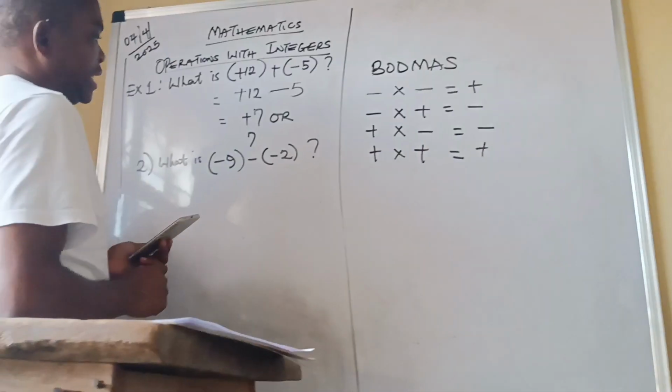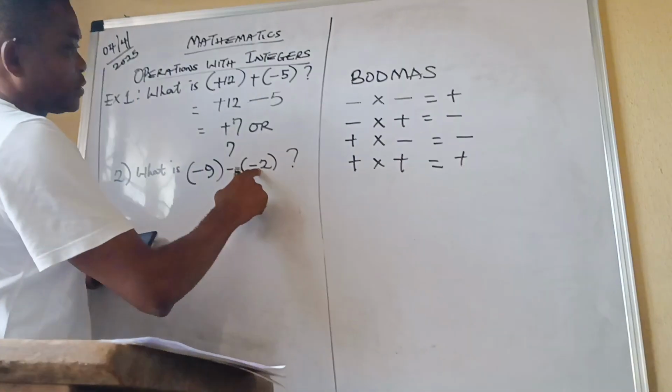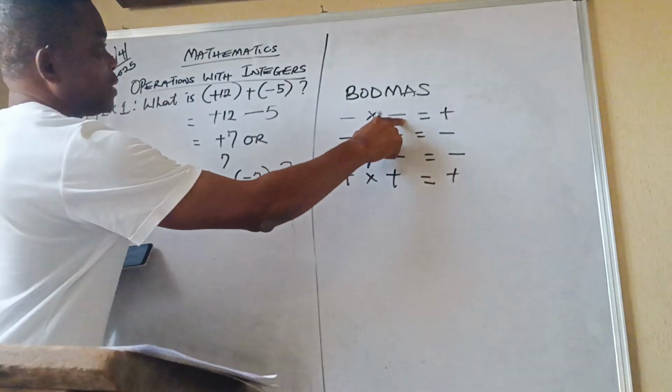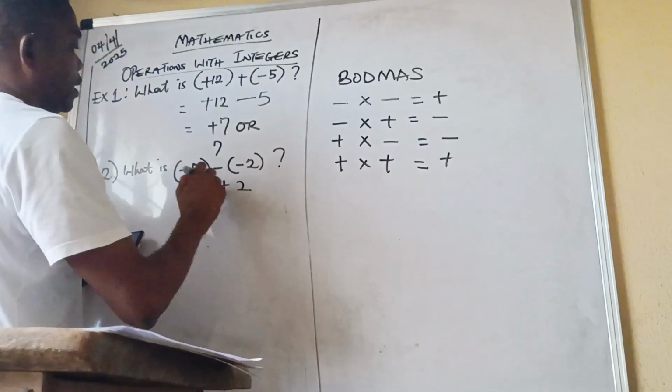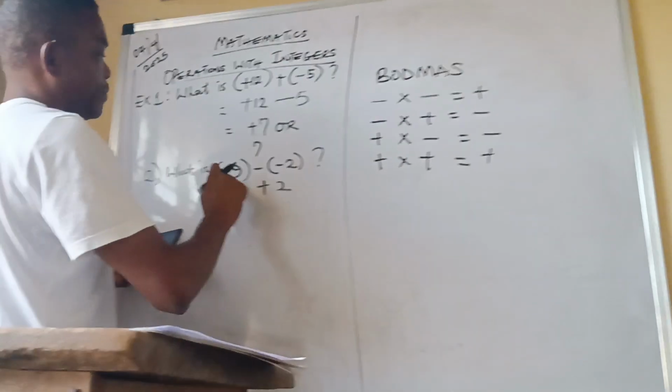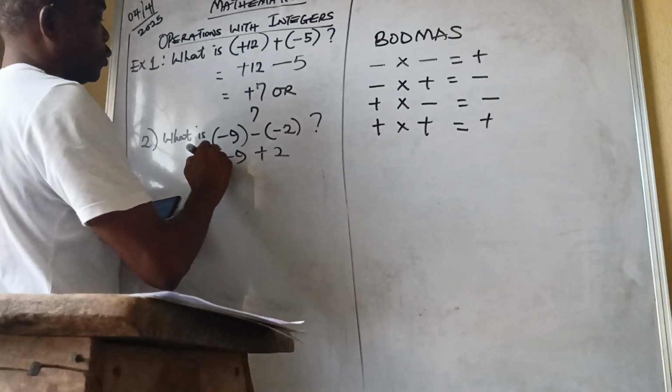Just as we did in the first example, we repeat the same thing here. Minus times minus. From what we have, minus times minus is plus. Then I bring down the 2. Then minus 9 is in the bracket. I'll bring it down. Minus 9 plus 2.